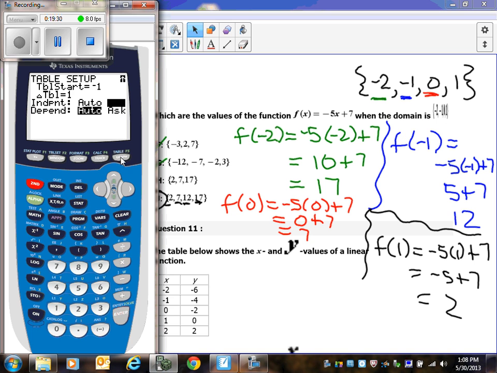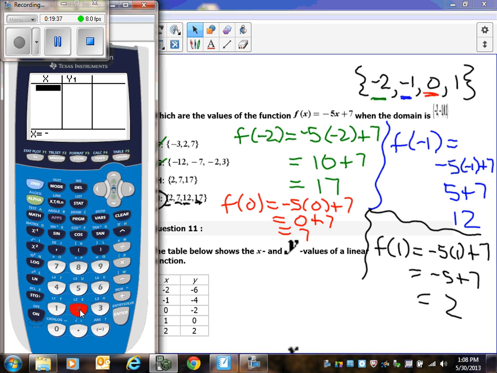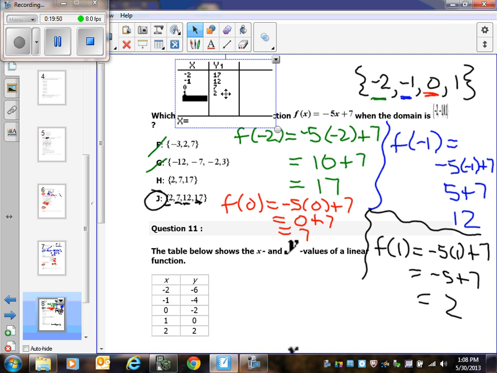Now when I go to my table, I don't have anything, which is great because I get to put in exactly what I want, which is -2, -1, 0, and 1. So here you can see this is another option as well. My answer, my range here is 17, 12, 7, and 2.